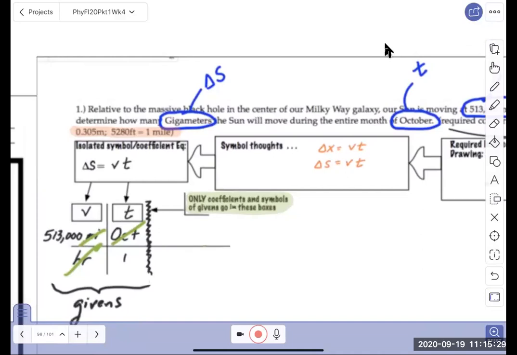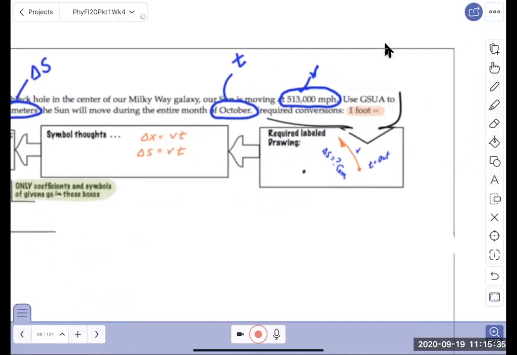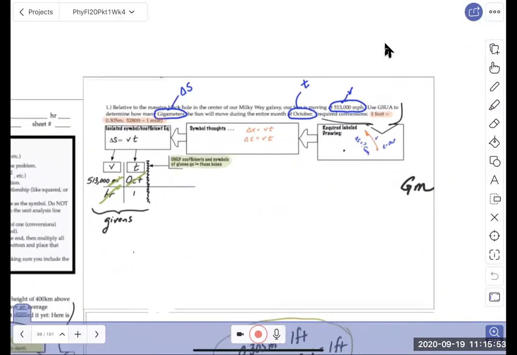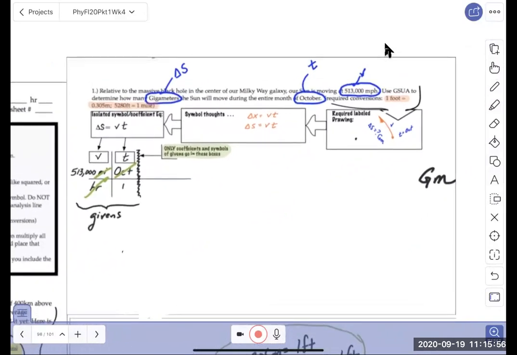All right, so we're trying to end up in gigameters. If I go over to this side, you always want to put where you're trying to end up. So I'm trying to end up in gigameters, so you add that to the far right. By the way, I have like 4 help videos on these kinds of problems, and I'll add some more. The game is to get from those givens on the left all the way over to gigameters. And the game is to kill all the units we don't want. So that's the green kill.